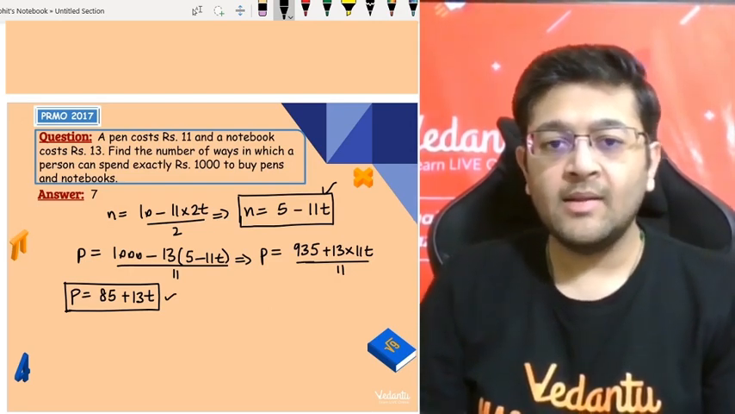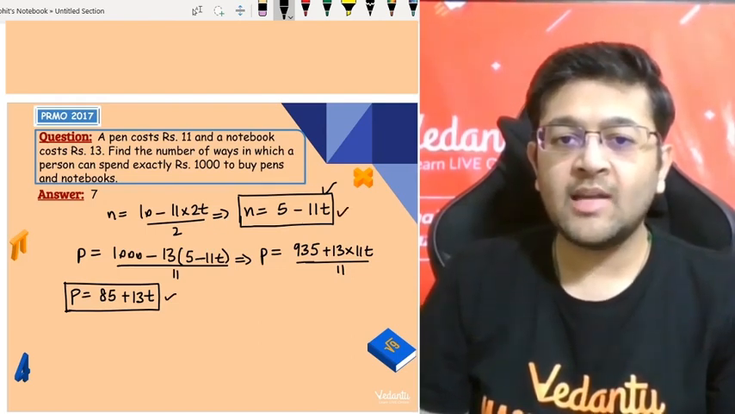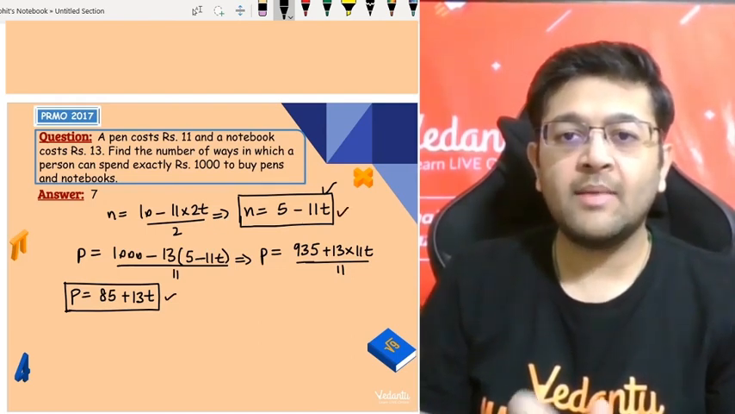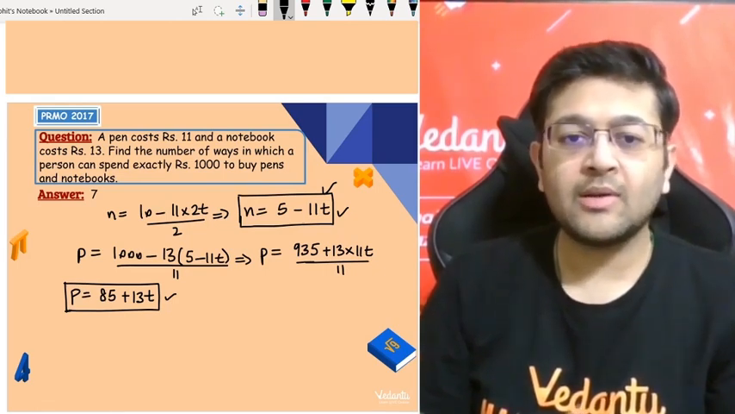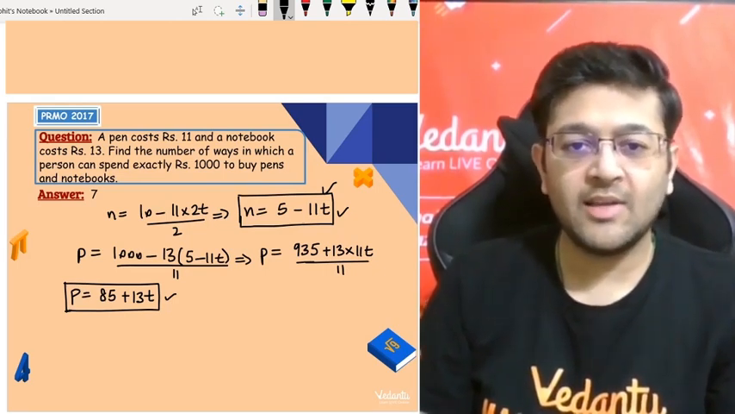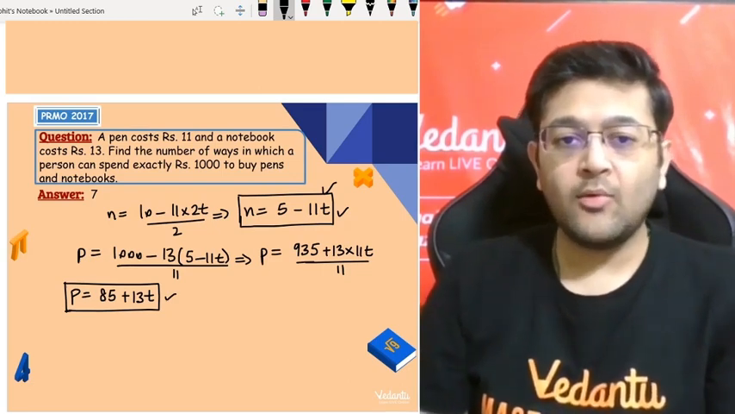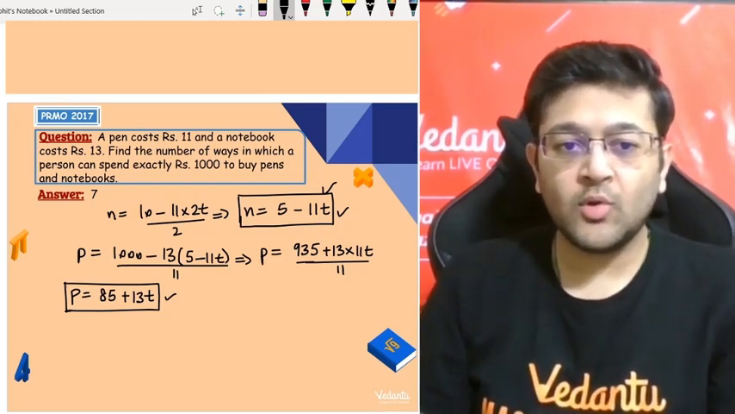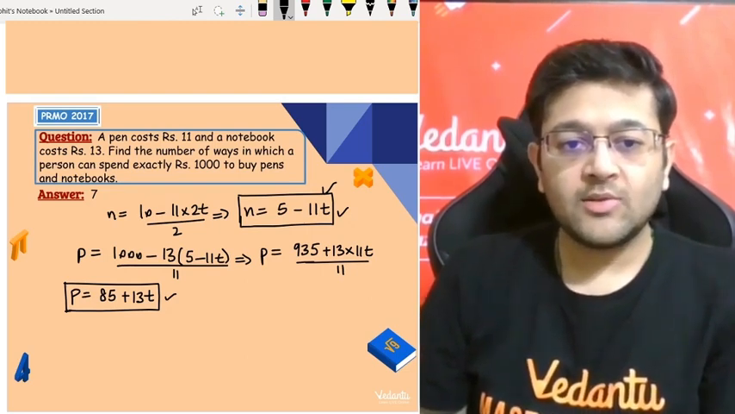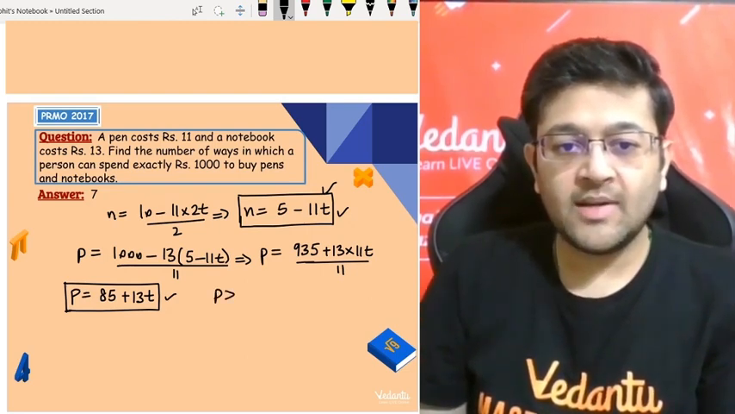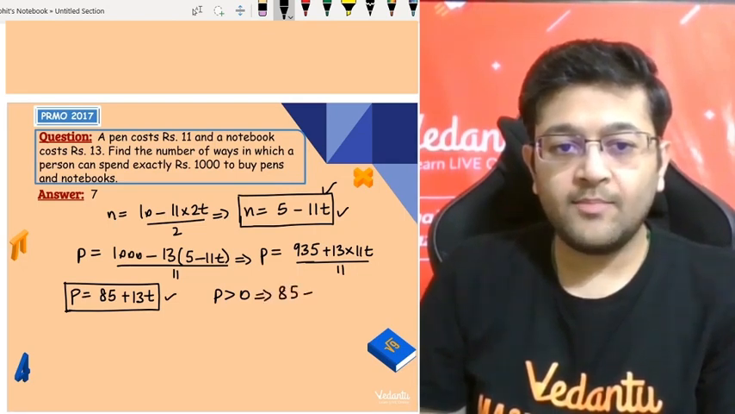Because at some point, as you can see here, if I put a large value of t, the n value will become negative. And in negative, you cannot buy pens and you cannot buy notebooks, right? You cannot buy in negative. So there is one more condition, that both of n and p should be positive, right? So let's see this. P should be greater than 0. Okay, so let's do this. 85 plus 13t should be greater than 0.